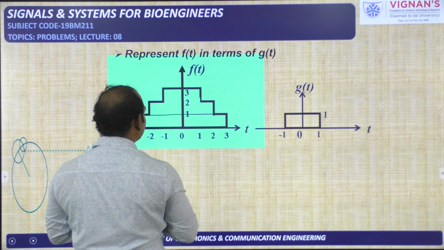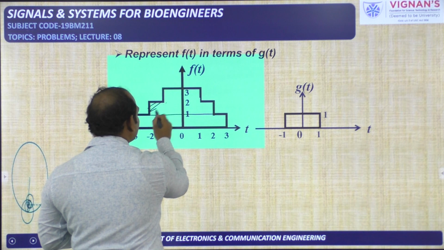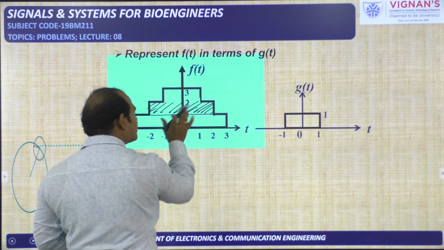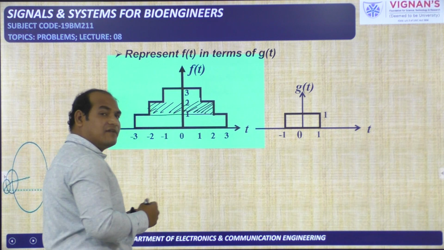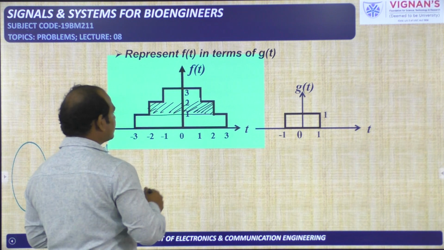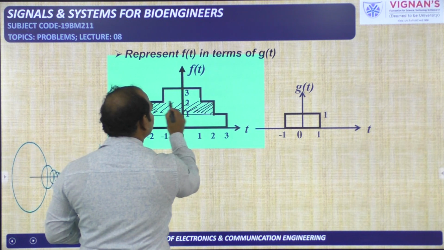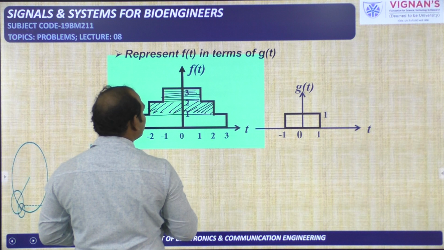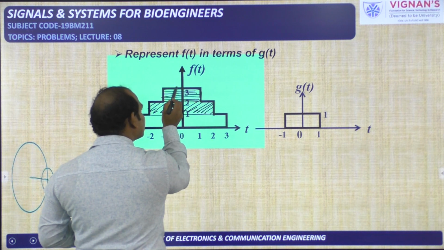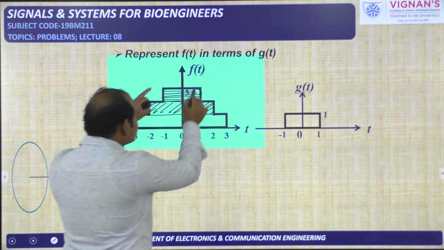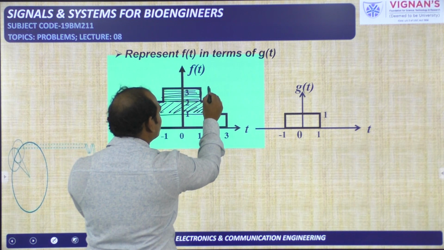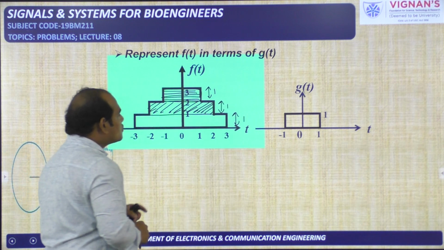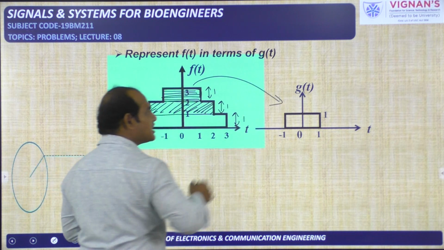Second rectangle pulse signal, I am talking about this one, from -2 to +2 with amplitude 1 only, but that is added with the previous one, that's why that will come above that one with amplitude 2. Then I am taking another rectangle pulse signal, from -1 to 1 with amplitude 1 only. But if you see, this particular rectangle pulse signal is similar to g of t only. It is from -1 to 1 with amplitude level of 1 only. So this third one is similar to g of t.